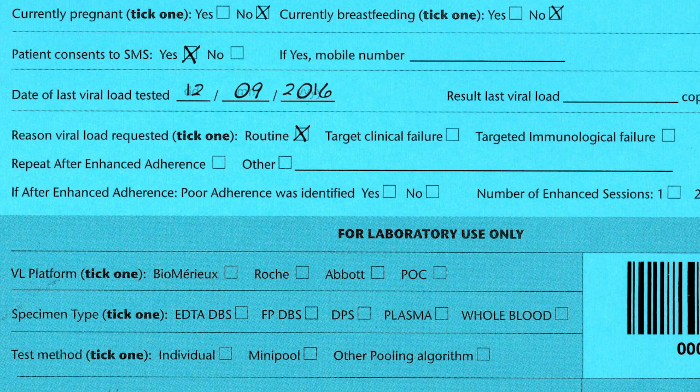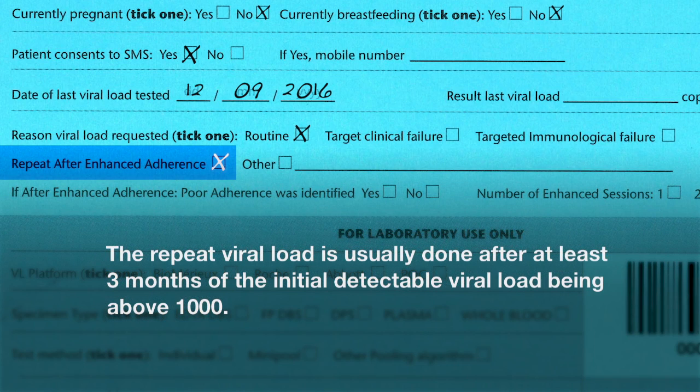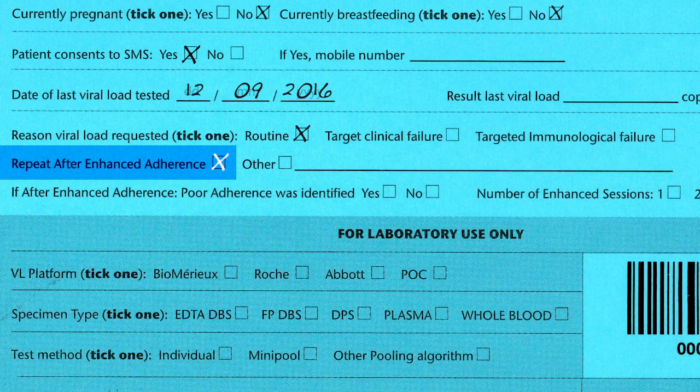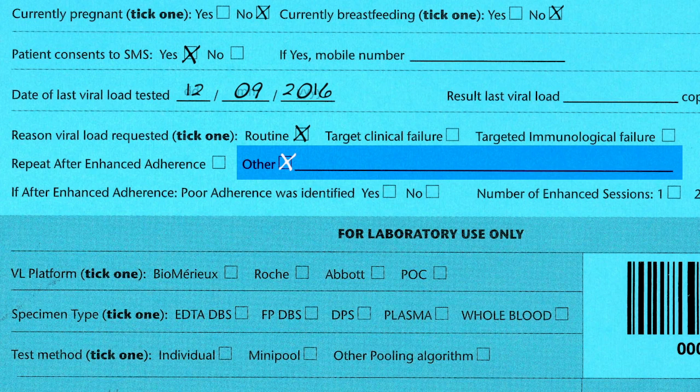If you're doing the viral load test to check whether the patient's viral load has dropped after he or she had interventions to improve adherence, like counseling, tick repeat after enhanced adherence box. The repeat viral load is usually done after at least 3 months of the initial detectable viral load being above 1000. If you're testing a patient's viral load for reasons not specified on this form, tick the other box and write in the reason specified.